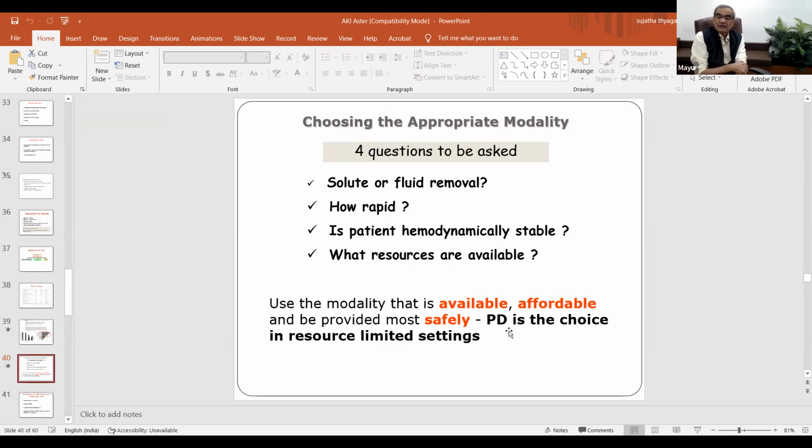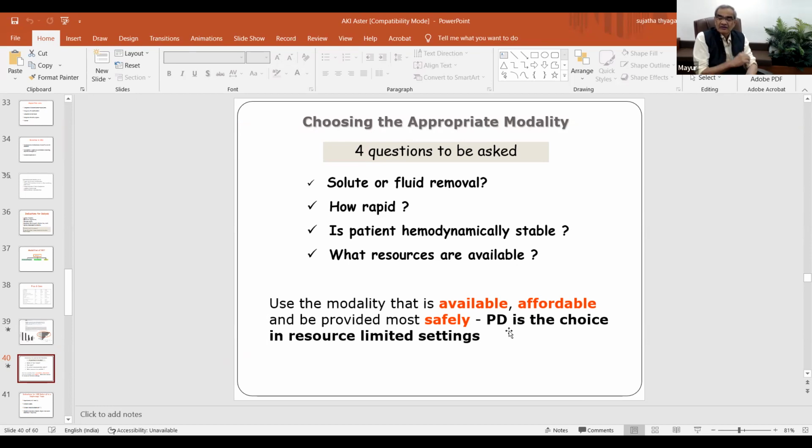Now, which modality to choose? Four questions to be asked. Do you want solute removal? And that means, do you want urea to be reduced? The clearance for creatinine is not as great as for urea. So, how much urea reduction you want, or are you doing it for electrolyte imbalance? What is the indication for renal replacement therapy? So, is it purely volume fluid overload? And how rapidly you want to reduce it?